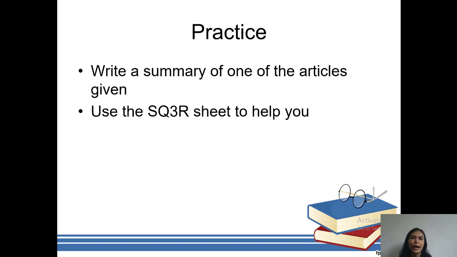So as a practice for you, there is an instruction over here. I want you to write down a summary of a journal article, one of the articles that's given, and also use the SQ3R sheet to help you. We have given you quite some journal articles from Ibu Eka, if I'm not mistaken, and Pak Togu and Ibu Ike, and you can find more on the internet if you want to. We want you to read these articles, use the SQ3R sheet to help you identify the key information of the articles, and then transfer the information in the SQ3R to a summary writing. Okay, so that's your practice, and later in our practicum we're going to discuss this summary writing of yours.